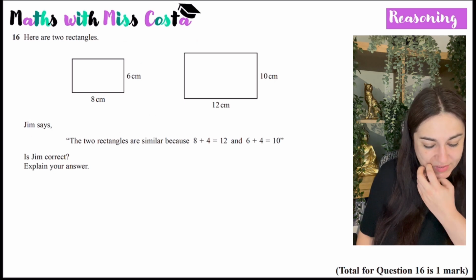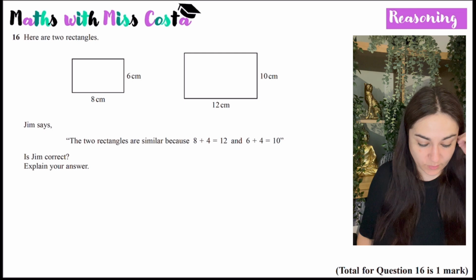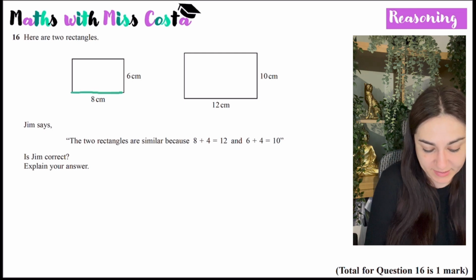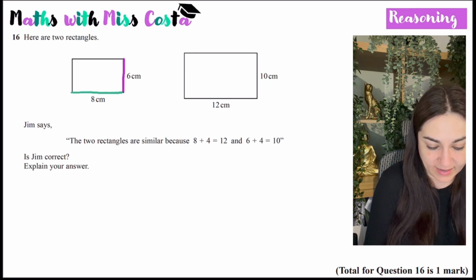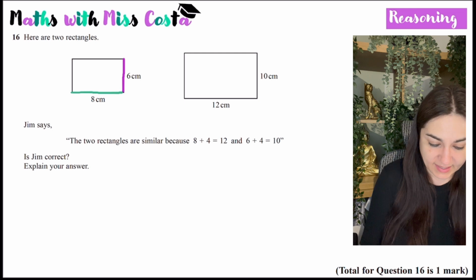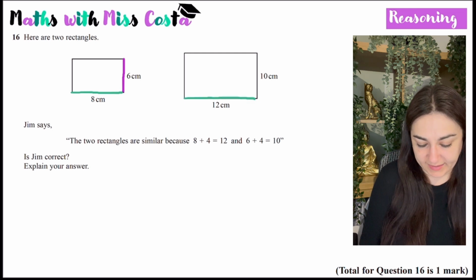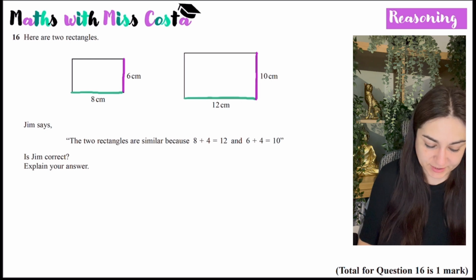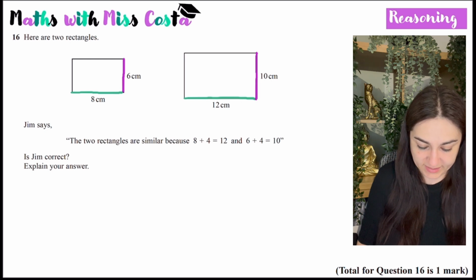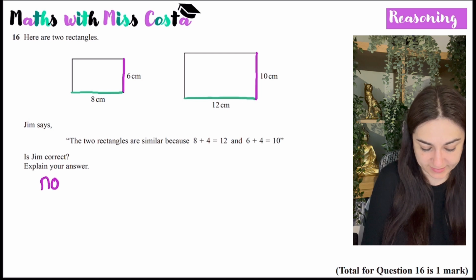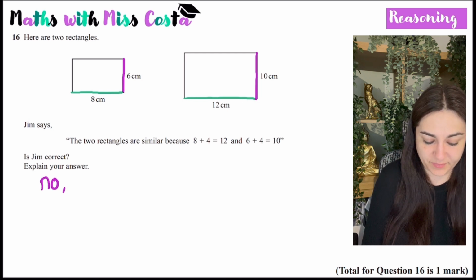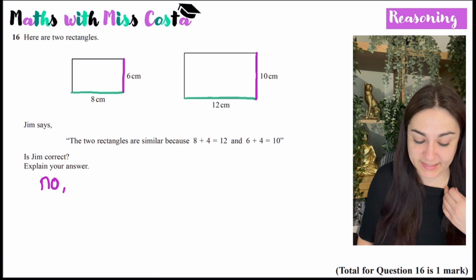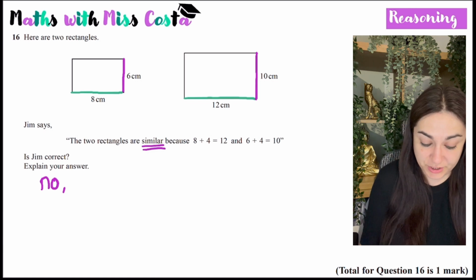Next, I am told that there are 2 rectangles, one that has sides of 8 centimetres and 6 centimetres, and the other one has sides of 12 centimetres and 10 centimetres. Jim says the two rectangles are similar because 8 plus 4 is 12 and 6 plus 4 is 10. Is Jim correct? Well, no, he isn't. And this requires you to understand what similar shapes are.